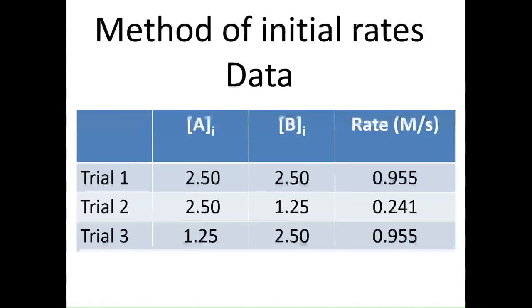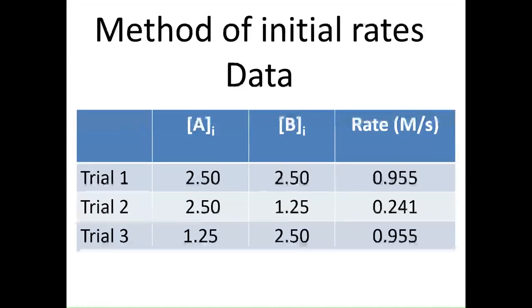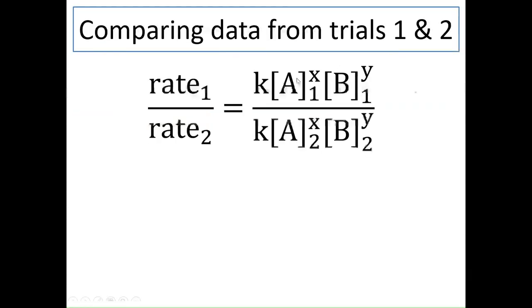Compiling all that data into a helpful chart, here's our experimental data from trial 1, 2, and 3. Now we're going to do the math to try to determine our rate law out of this. So I'm going to start by comparing data from trials 1 and 2. Now notice in trials 1 and 2, A was held constant, but B was cut by half in the second trial as compared to what it was in the first trial. I'm going to notice that the numbers are bigger in trial 1. So I would put my information for 1 on top of my information for 2. What have I done here?